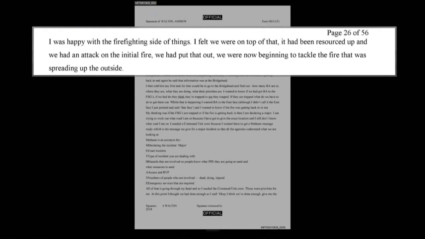Now, page 26 of your witness statement, if I can just quickly take you to that. At the very top of the page, you say, I was happy with the firefighting side of things. I felt we were on top of that. It had been resourced up, and we had an attack on the initial fire. We had put that out. We were now beginning to tackle the fire that was spreading up the outside.